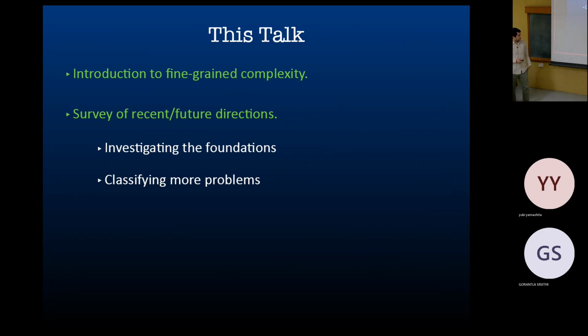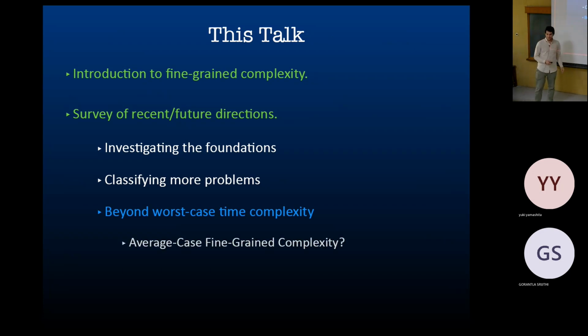Okay, so that's it in terms of these two main directions. Now let's quickly talk about the third direction that's somehow orthogonal to all of this. Everything we're looking at is time complexity and worst case and so on. We could look at other things, for example, the average case complexity.